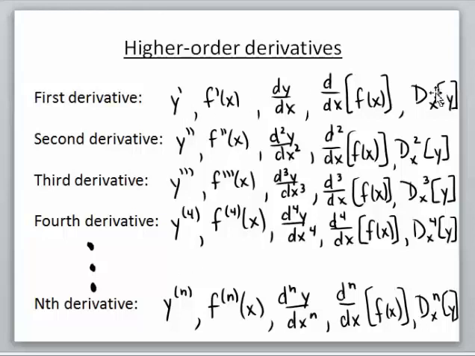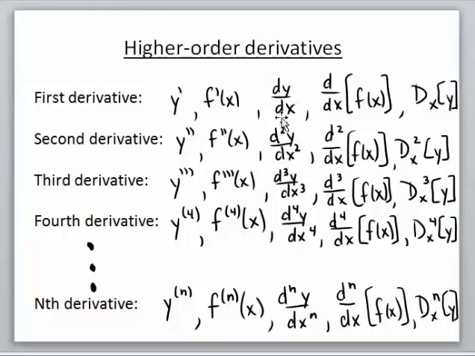I just want you to pay attention to all the different notations. So the first derivative is y prime, and the second derivative has a double prime, third triple prime. For the fourth, you put parentheses around the 4 rather than making 4 primes. The reason why we put parentheses around it is so we don't think it's y to the 4th power. The same thing occurs with f prime of x, f double prime of x, and so on.